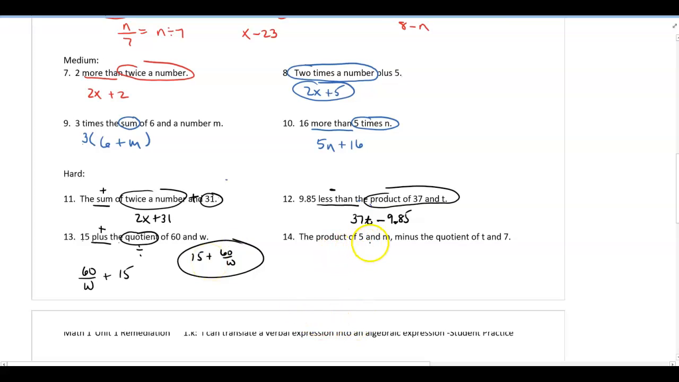Number 14, the product of 5 and m minus the quotient of t and 7. So the product of 5 and m would be 5m, minus the quotient of t and 7. That's going to be t divided by 7. Go ahead, try the practice problems that follow, and let us know if you have any questions.